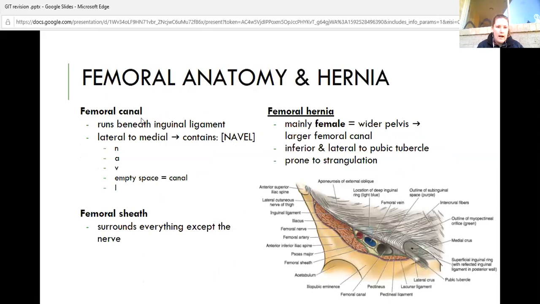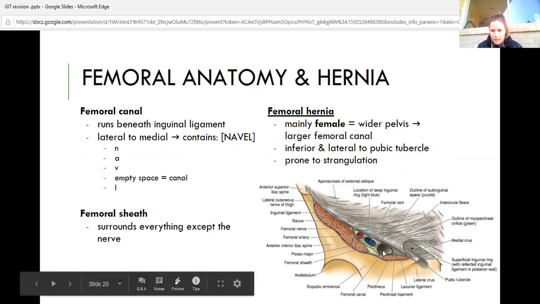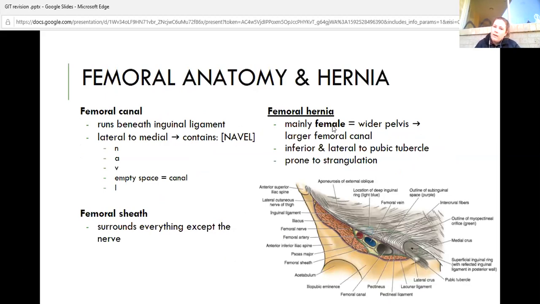Femoral anatomy and hernia. The femoral canal runs beneath the inguinal ligament, and there are the structures: the nerve, artery, vein, the empty space, which is the canal, and lymphatics also run through there. The femoral sheath encompasses everything except the nerve. Femoral hernias mainly occur in females because they have a wider pelvis, and therefore a bigger femoral canal. These hernias are prone to strangulation, so they can be complicated. The hernia will be inferior and lateral to the pubic tubercle, compared to being medial and superior if it was an inguinal hernia.